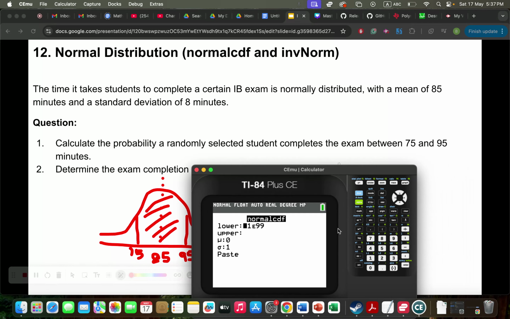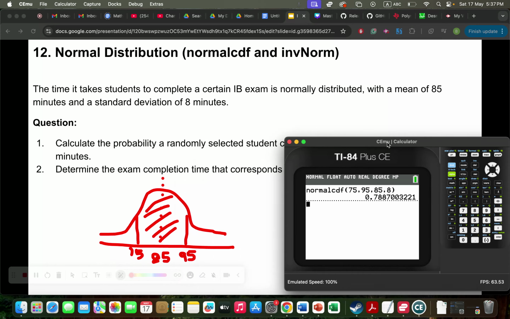So if I choose the lower boundary to be 75, the upper boundary to be 95, this is the symbol for the mean, which is 85. Standard deviation is just 8. Then it's all very self-explanatory, this one. So you're going to press enter. Then you're going to get the probability to be 0.789 if you round it to 3SF. So that would be the probability where a student is going to complete the exam between these two time frames.